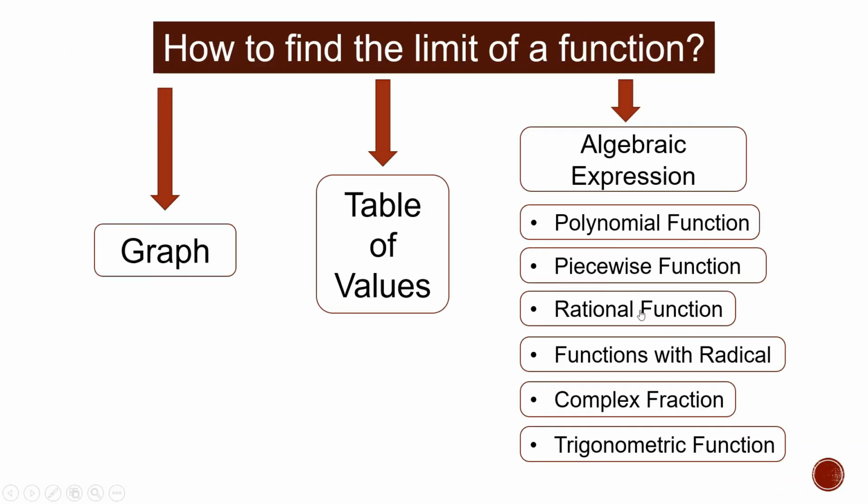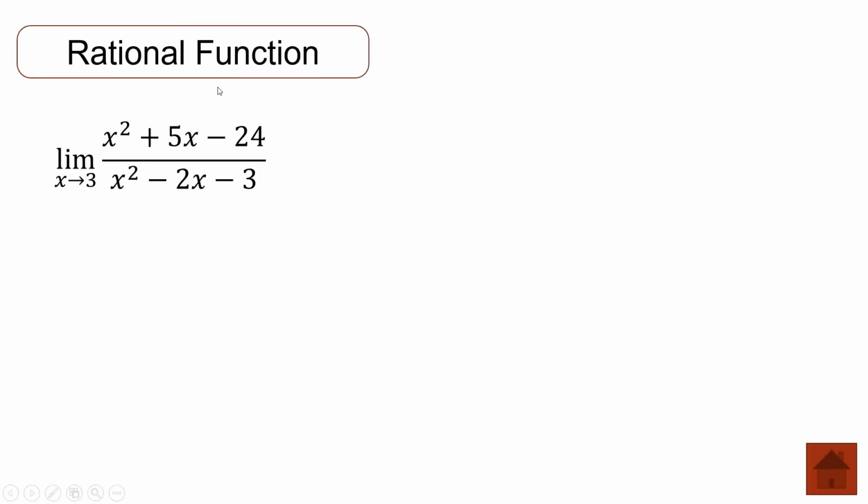Let's go to the rational function. So in a rational function, you can actually first directly substitute that 3. But if we do that mentally, let's say here, 3 squared is 9, negative 2 times 3 is negative 6. You add negative 6 and negative 3, that's negative 9. 9 minus 9 will be equal to 0. So if you do the direct substitution, this will be undefined. So if that happens, what you can do next is try to simplify this.